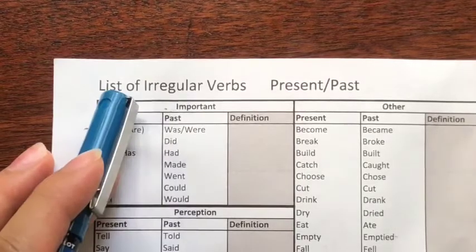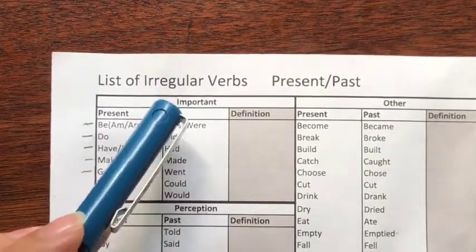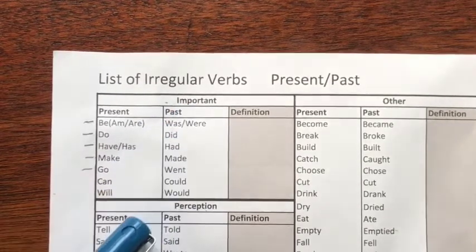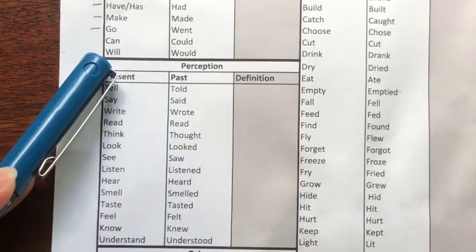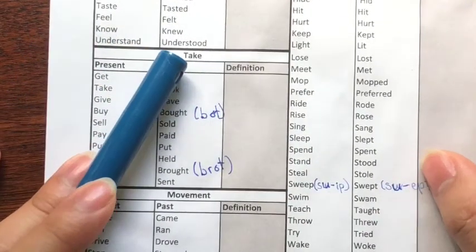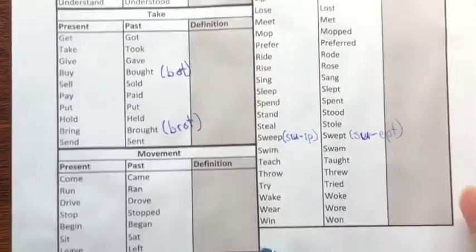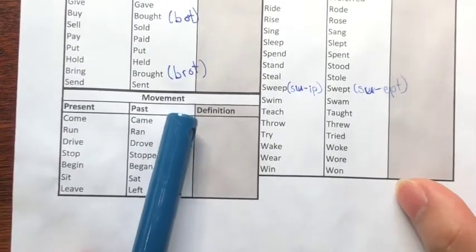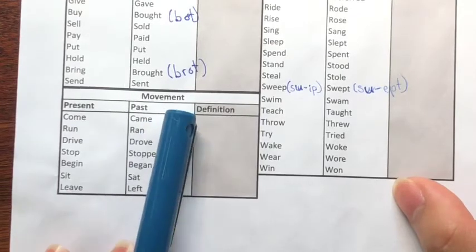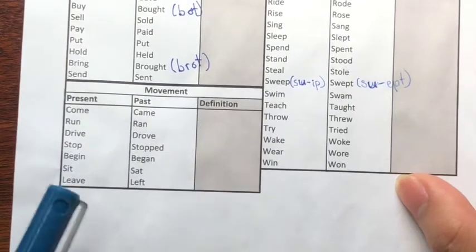Okay, so I'm looking at the list of irregular verbs. Last week, we already did important verbs and we did perception verbs. And then in part 1 of this week, we did take, all of the verbs for take. So now we are doing movement. Movement is about moving around, so all of these verbs are about moving.